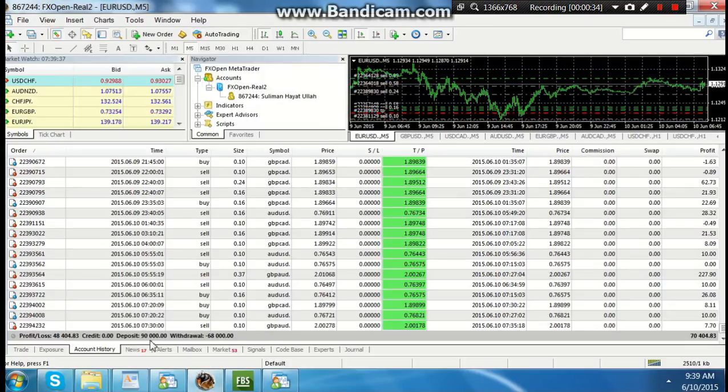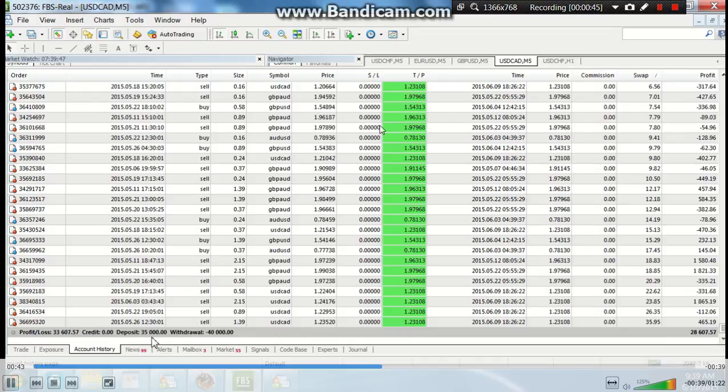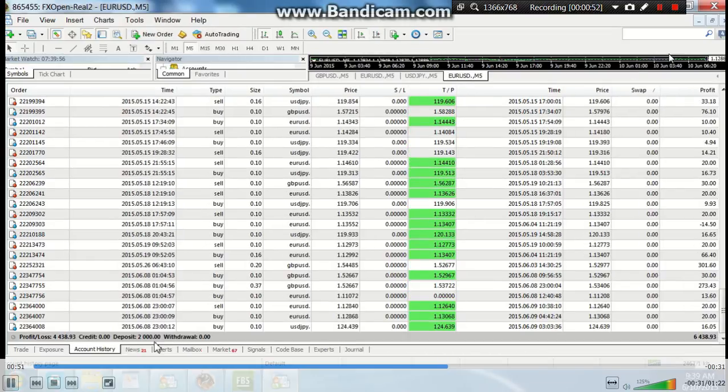Let's see another account. 90,000 deposit, 48,404 is total profit, and 68,000 withdraw. Let's see another account. 35,000 deposit, 40,000 withdraw, 33,706 is total profit. Let's see another account. 2,000 deposit, 4,438 is profit. It's also 240 plus percent profit.